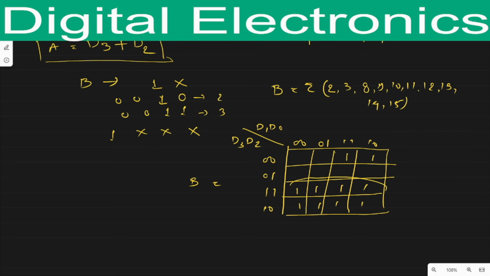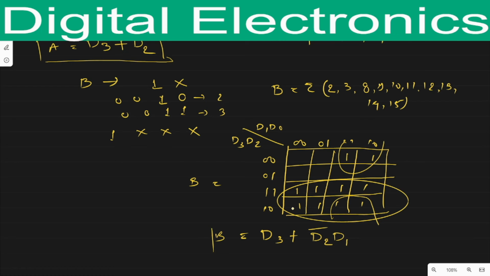In this map, this grouping will be possible. For this group, we will get the output expression D3. Now from this grouping, we will get the output expression D2 bar D1. So this one is the equation for B.